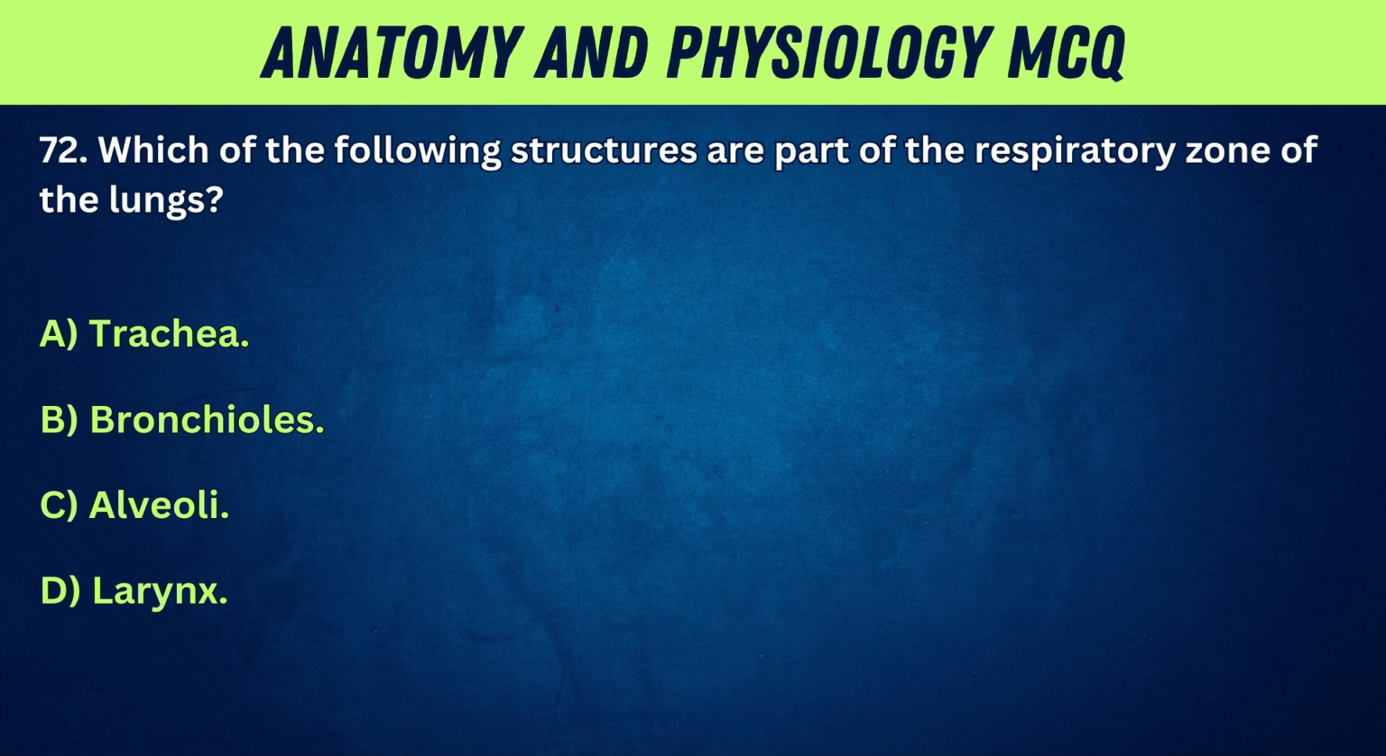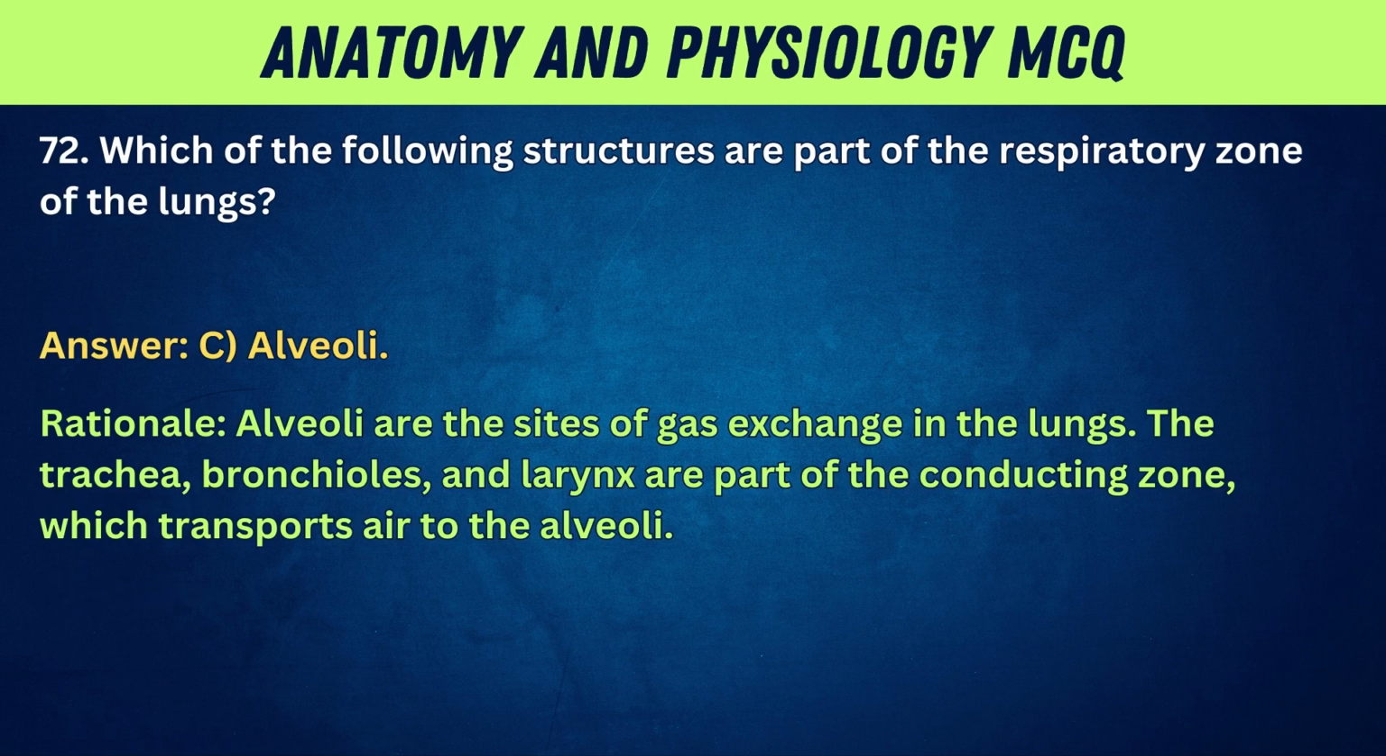72. Which of the following structures are part of the respiratory zone of the lungs? A. Trachea. B. Bronchioles. C. Alveoli. D. Larynx. Answer: C. Alveoli. Rationale: alveoli are the sites of gas exchange in the lungs. The trachea, bronchioles, and larynx are part of the conducting zone, which transports air to the alveoli.